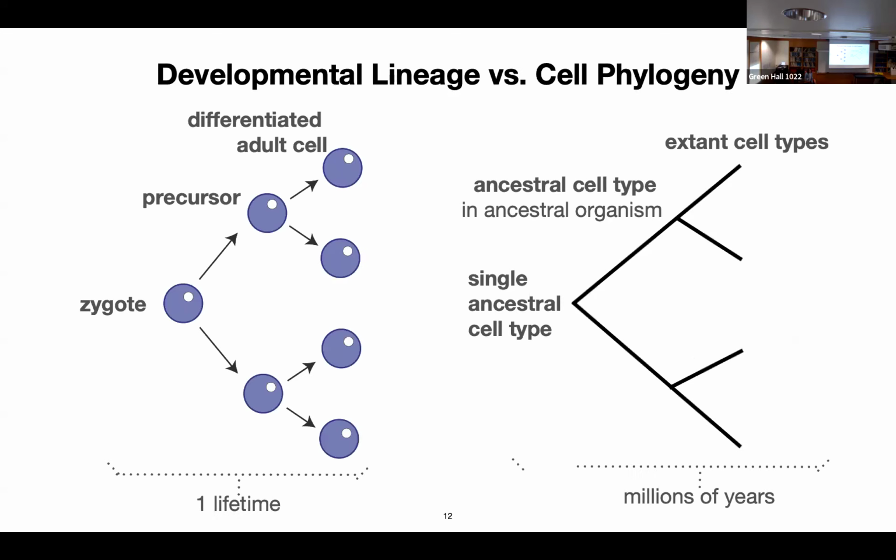So I want to make a really clear distinction between the cell developmental lineage and the cell phylogeny, because these two trees are really easy to mix up. So in a developmental lineage, the tips are differentiated adult cells. The interior nodes are precursor cells that have since divided during embryogenesis. So branching depicts cell division that happened during the lifetime of an individual, and the root is the zygote. In contrast, in a cell phylogeny, we have extant cell types at the tips, and the nodes represent a cell type that existed in an ancestral organism. So the scale of this tree spans millions of years, and the root is a single ancestral cell type.